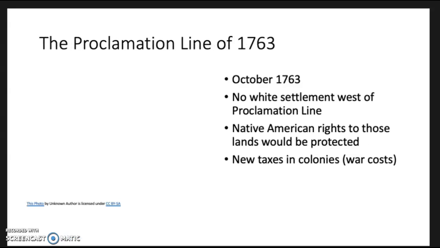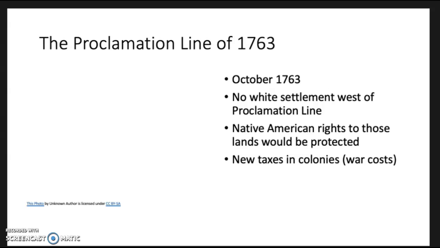The Proclamation Line of 1763. One of the results of the French and Indian War was the British keeping their word to the Delaware about western settlement. The Proclamation Line was issued in October 1763 by British Parliament, forbidding British colonists to settle west of the Appalachian Mountains. The British were keeping their promise to Native Americans that their rights to the lands west of the Appalachian Mountains would be protected.